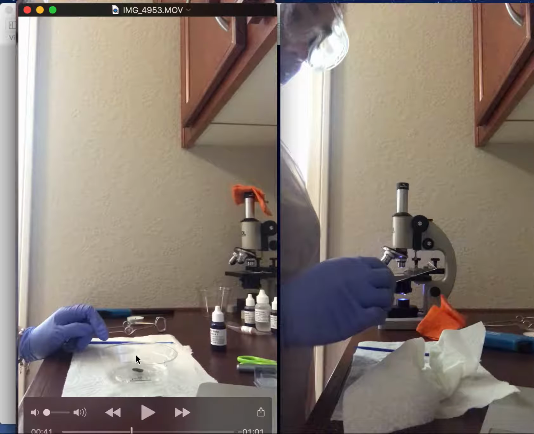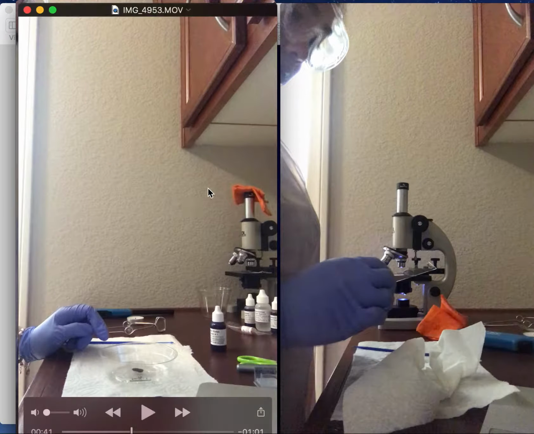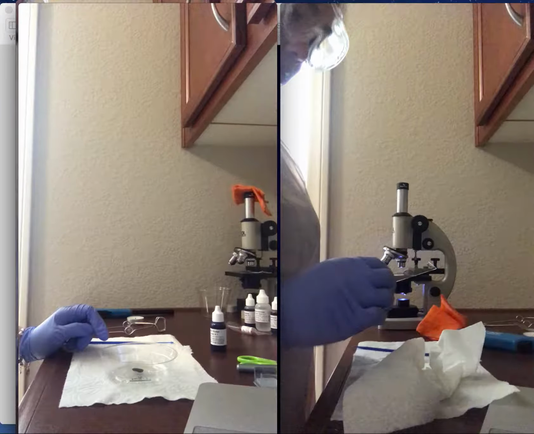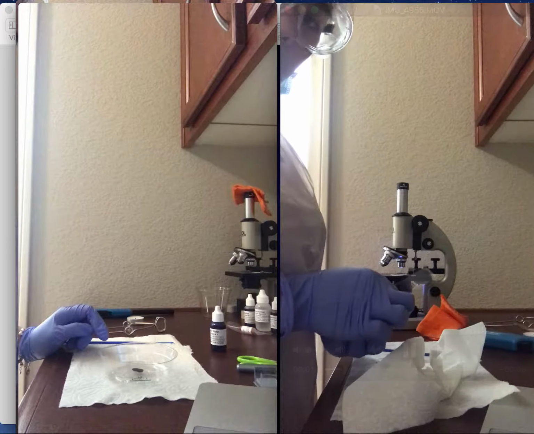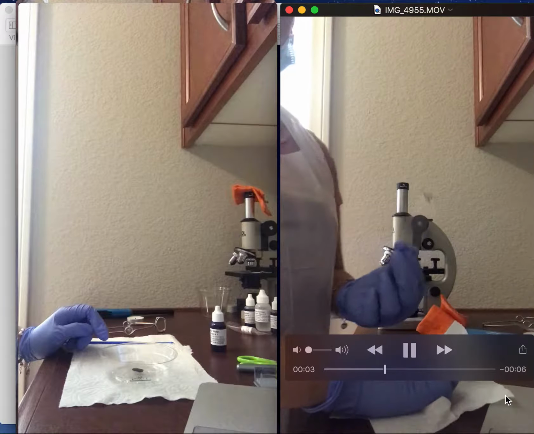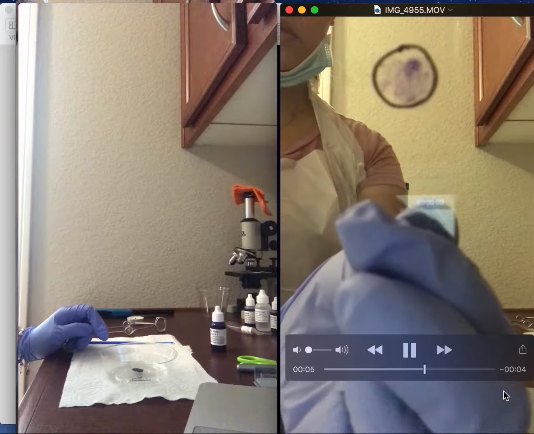So once it has sat for about a minute, we then rinse it off and gently blot the slide using a paper towel, and our slide should look like this.